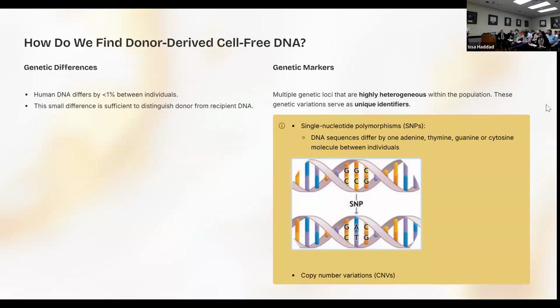So, if we compare each other's DNA, we actually have less than 1% difference between each other. But this small difference is sufficient to distinguish donor from recipient DNA. And what they have looked at is genetic markers, which they found are highly heterogeneous within the population. And those genetic variations serve as unique identifiers that make it easy to identify recipient from donor. One of the most common is the SNP, which stands for single nucleotide polymorphism. And simply speaking, it's a variation in one base pair that is likely to be different between different people.